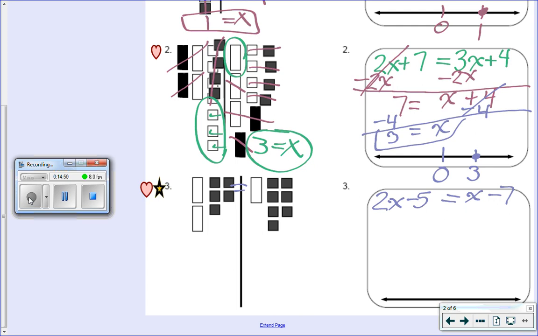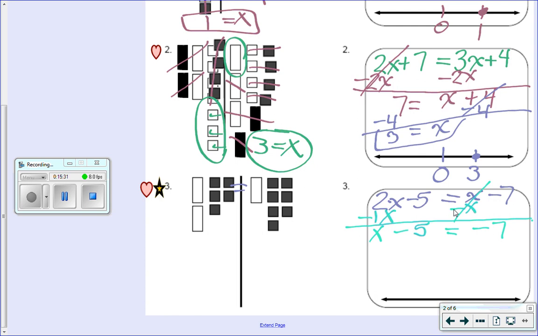Since the right side has fewer variables, take the 1x away from the left. This is a positive x, so we're going to subtract x, and we're also going to do it to the other side. Again, if you want the 1 there, that's helpful. So x minus x is 0. We're left with -7 tiles on that side, and on the left side, we're now down to 1x minus 5. What is our next step?